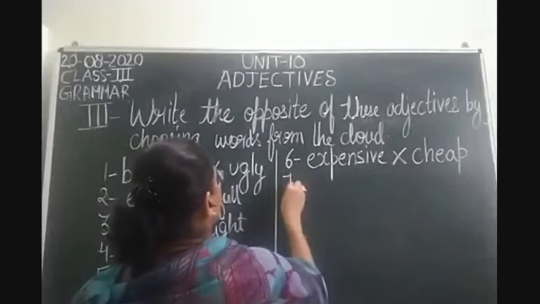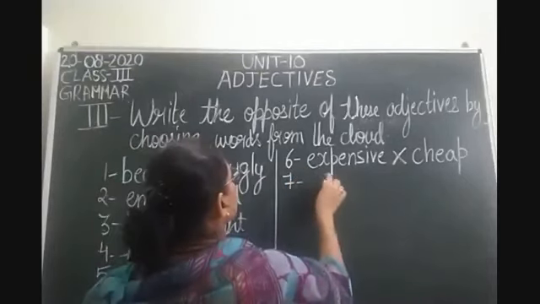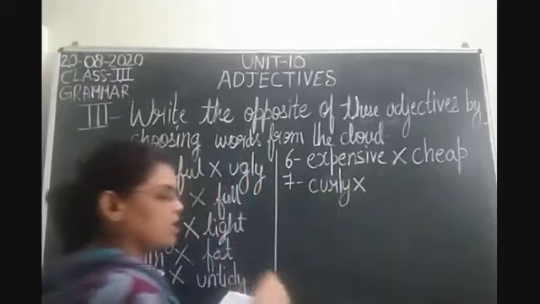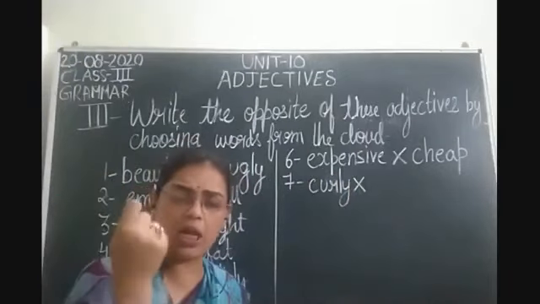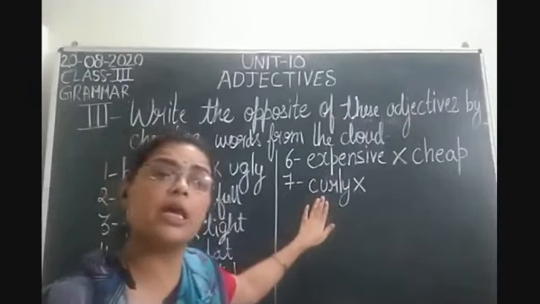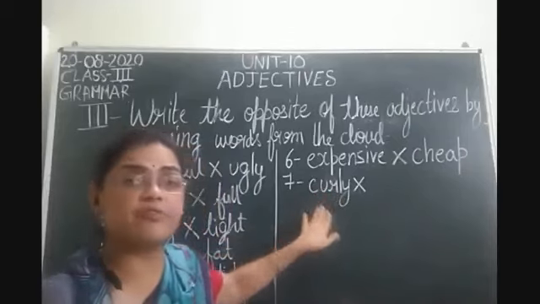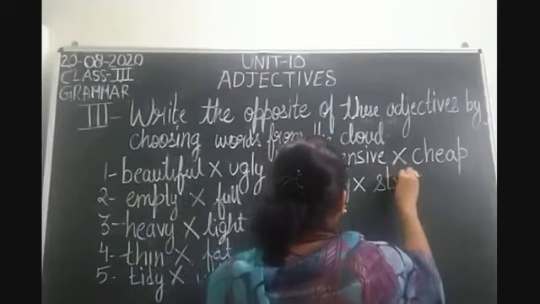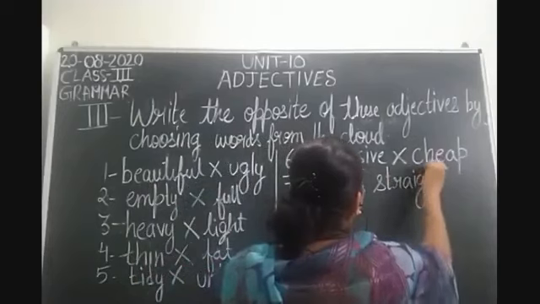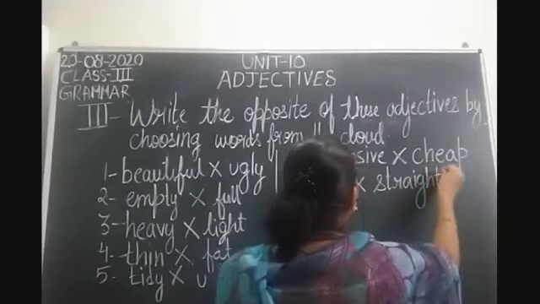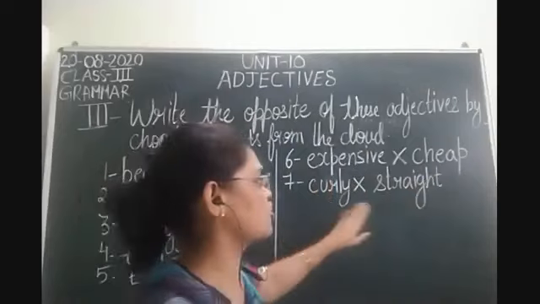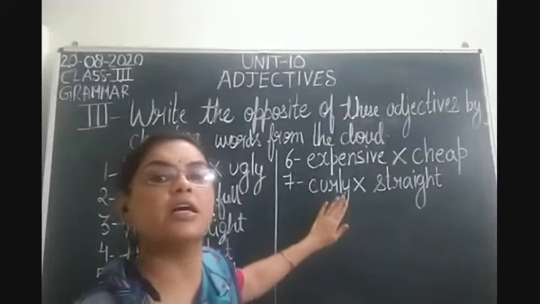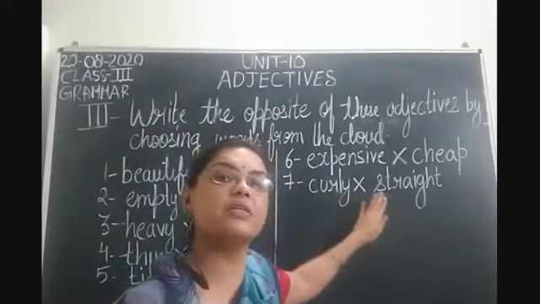Now the seventh one. The seventh word is curly. कर्ली तो आपको सबको पता है बेटा, जो घुंघराले होते हैं, है ना। किसी किसी के बाल बहुत ऐसे घुंघराले होते हैं, तो घुंघराले को इंग्लिश में क्या बोलते हैं? कर्ली। एंड द ऑपोजिट ऑफ कर्ली इज स्ट्रेट, सीधा, स्ट्रेट। Curly, straight, straight, curly.